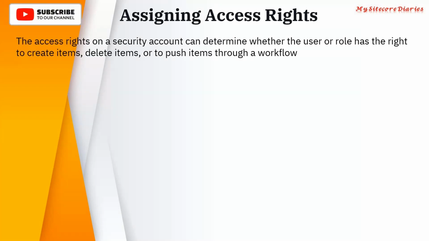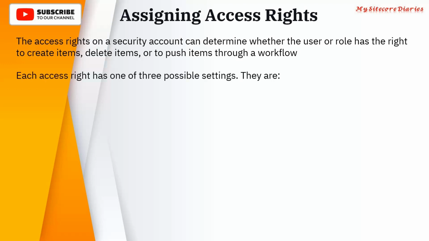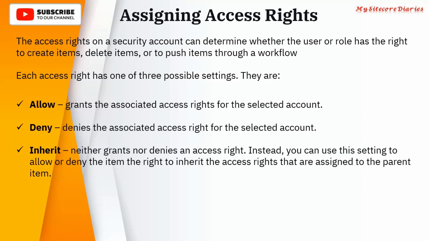Access rights on security accounts determine whether the user or role has the right to create an item, delete an item, or push an item through a workflow. Each access right has one of three possible settings. Okay, let's see those three settings. Allow: when you say allow, it grants the associated access right for the selected account. It is allowed that access right. Deny denies the associated access right to the selected account.